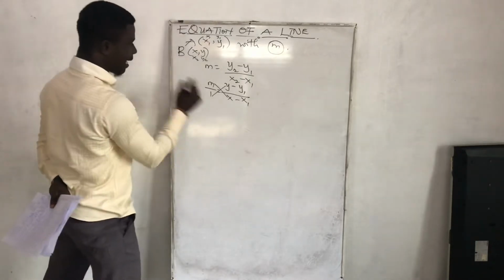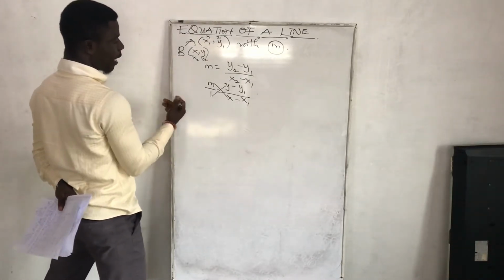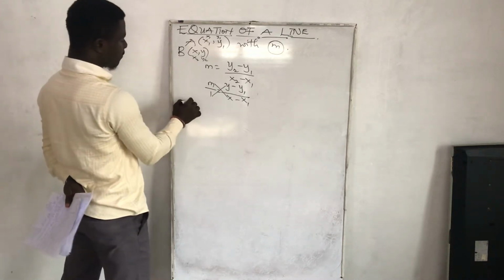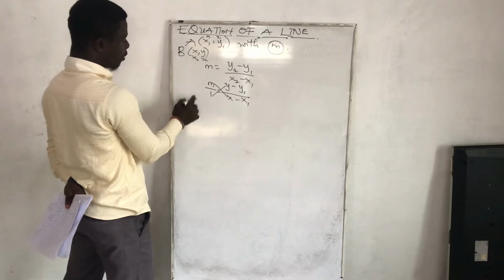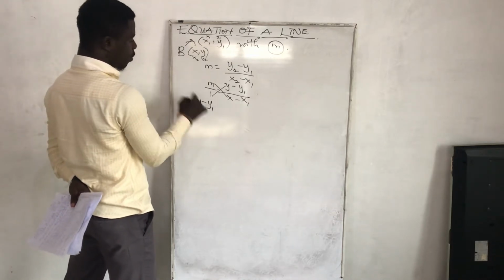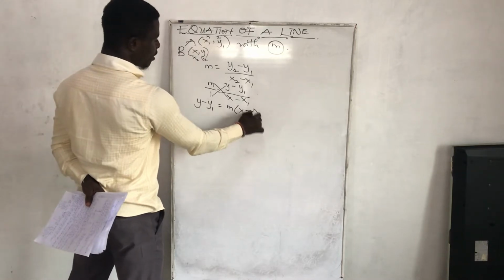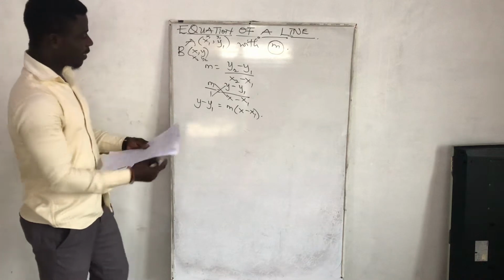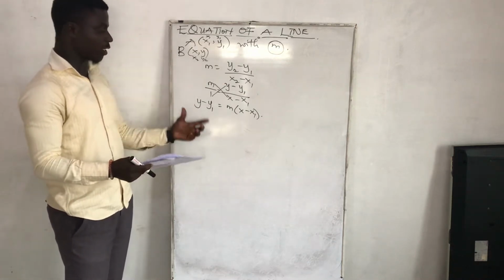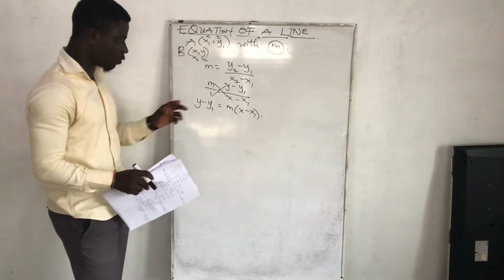You can do the cross product, known as m multiplied by x minus x1. Then y1 multiplied by this expression, y minus y1. So we get y minus y1 equals m multiplied by x minus x1. So now this is termed finding the equation of a line. That's the general formula for finding the equation of a line.